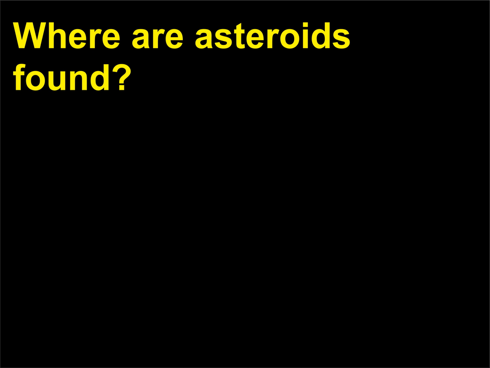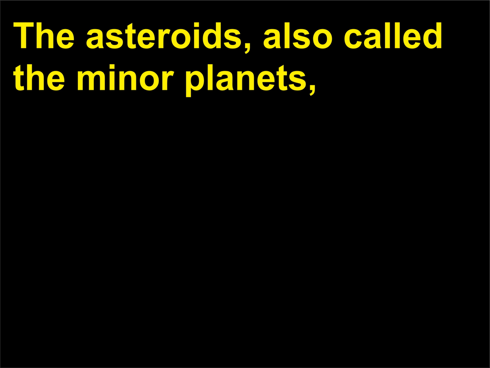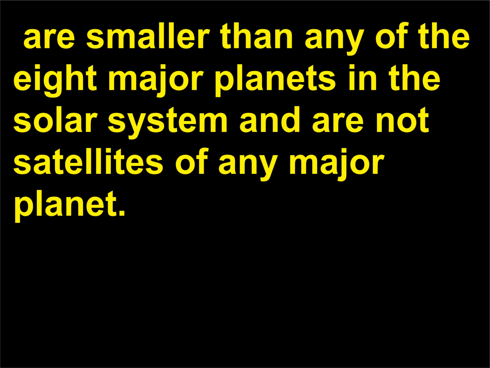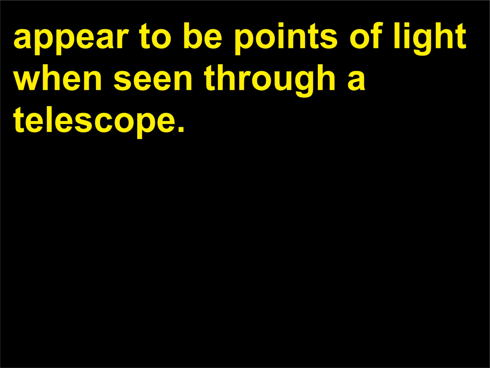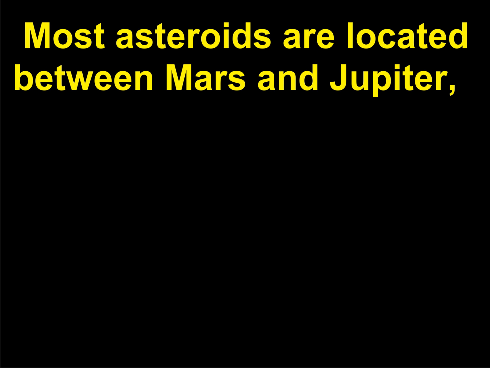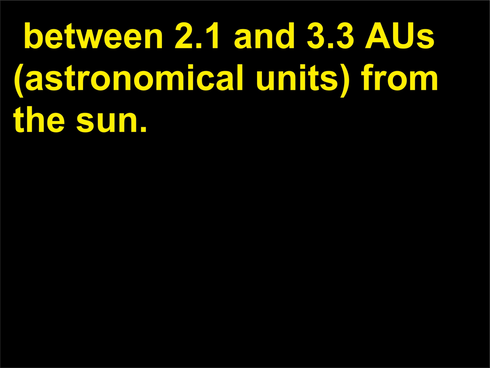Where are asteroids found? The asteroids, also called the minor planets, are smaller than any of the 8 major planets in the solar system and are not satellites of any major planet. The term asteroid means star-like because asteroids appear to be points of light when seen through a telescope. Most asteroids are located between Mars and Jupiter, between 2.1 and 3.3 AUs, astronomical units, from the Sun.